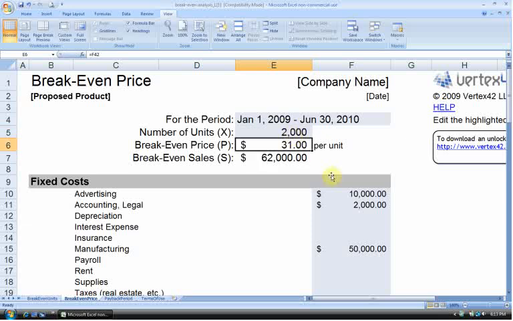So once again, we have our fixed costs, $10,000 for advertising, $2,000 for accounting and legal, and we have $50,000 for manufacturing, just like before. Scroll down again.